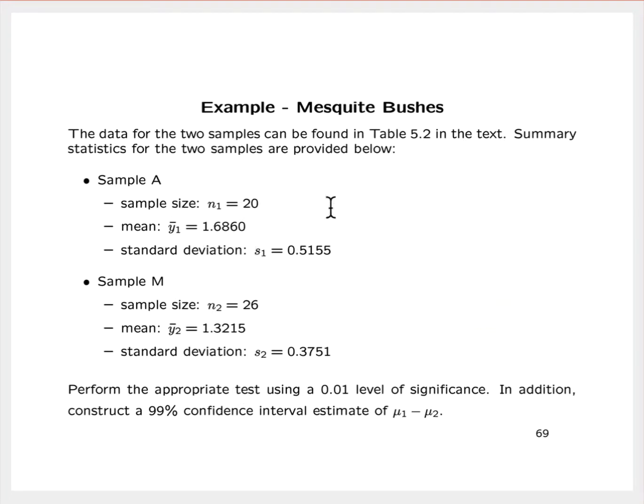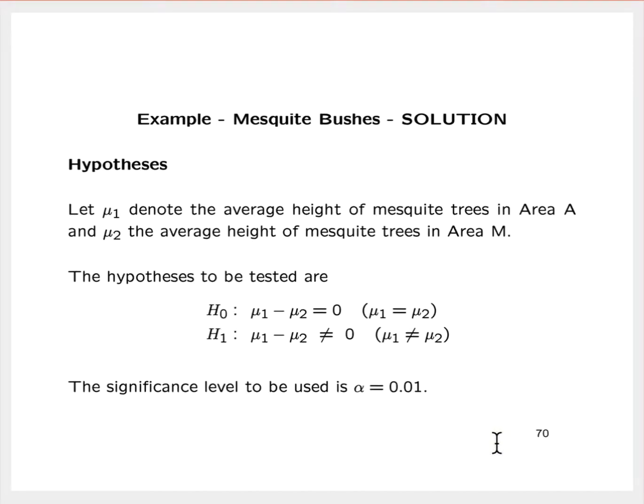Okay, so I've modified my notation so that my subscripts are 1 and 2 rather than A and M. So if your notes use A and M, make sure that you change those to 1 and 2 as I've done here. Okay, so let's let mu1 denote the average height of mesquite trees in area A, mu2 the average height of mesquite trees in area M, and so the hypotheses to be tested are given below.